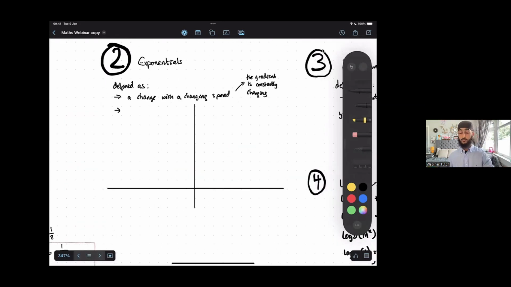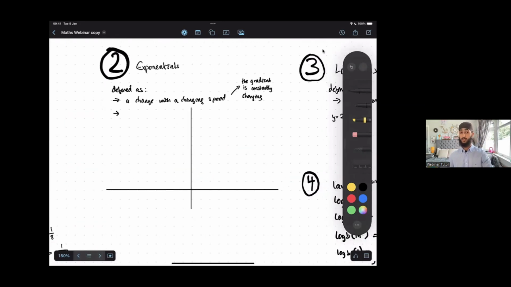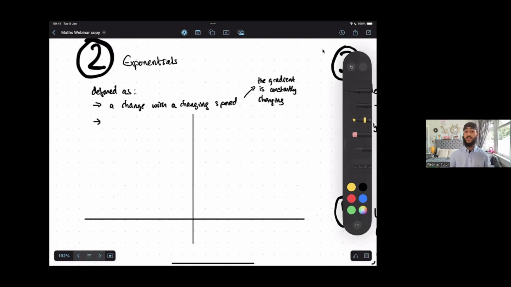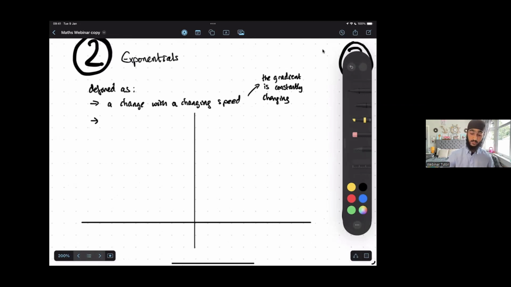Okay, now let's move on to some exponentials. Now, this might be a new concept to some of you. An exponential can be defined as a change with changing speed. And the way I like to think of this is the gradient is constantly changing. Let's look at an example, and we'll look at this graphically.